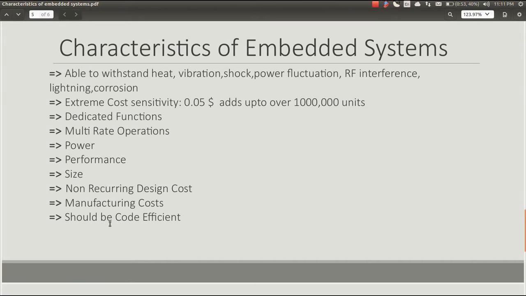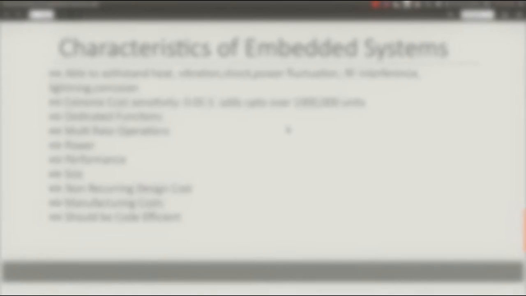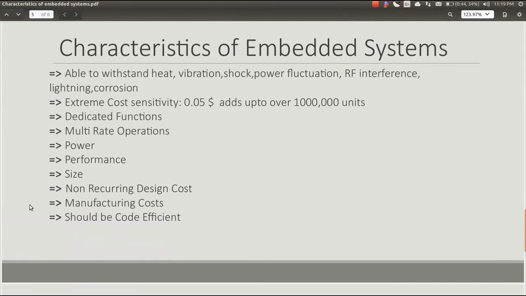Embedded systems should have multi-rate operations. Its performance should be good. Its size should be as small as possible. Should have non-recurring design and manufacturing costs, and it should be code efficient, unlike the Apollo missions where one went down due to the incapability to reach 256 bits when the systems were 128 bit. Extreme cost sensitivity.